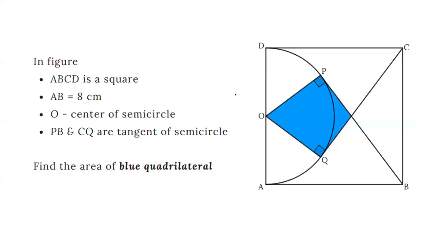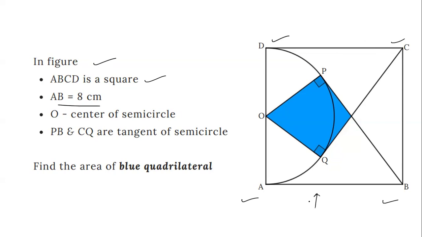So hello guys, in this video we are going to solve this problem. In this problem it is given that in the figure ABCD is a square. So this is A, this is B, this is C and this is D. So this is a square. AB is equal to 8 centimeter. So this side has a length of 8 centimeter.